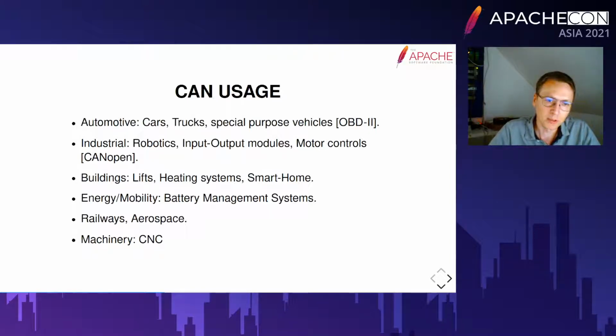Another sector which is adopting CAN and CAN bus solutions is robotics, and input-output modules, which are used in industrial use cases mainly because of the possibility to use CAN in harsh conditions close to magnetic fields, and also with motor controls. And for the input-output modules and motor controls, we have CANopen and corresponding profiles which describe how these devices should behave.